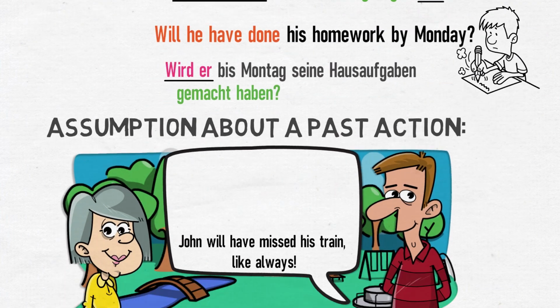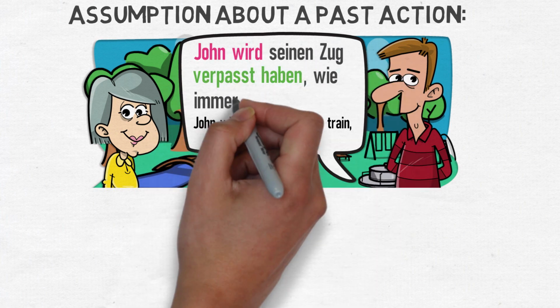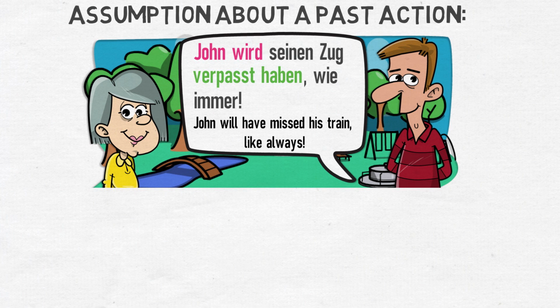Finally, let's look at our example which gives an assumption about the past. John will have missed his train, like always. John wird seinen Zug verpasst haben, wie immer. As there is no time phrase in this sentence, it's implied that we're referring to a past event.